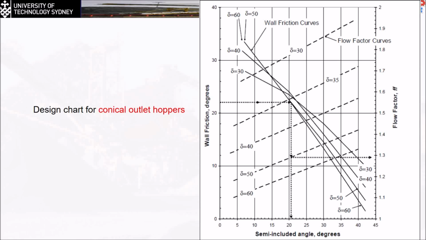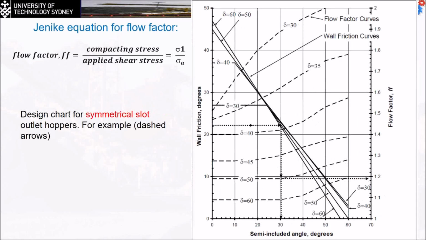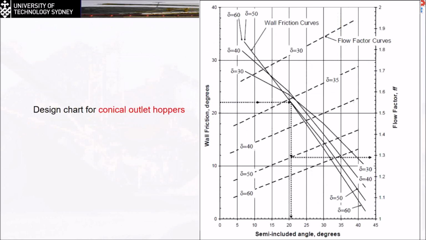Okay, so we talked about the effect of the storage time on the minimum outlet dimension. As we keep the material for a longer time in the hopper, you will need a bigger diameter to empty it, because consolidation is happening and the density of the material is going to increase. So this will affect everything we are going to design.